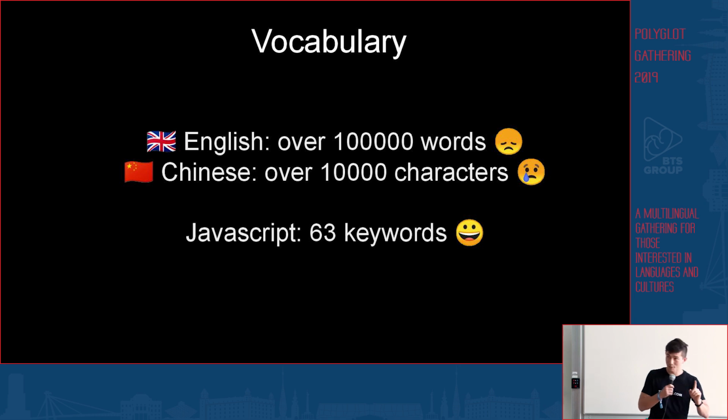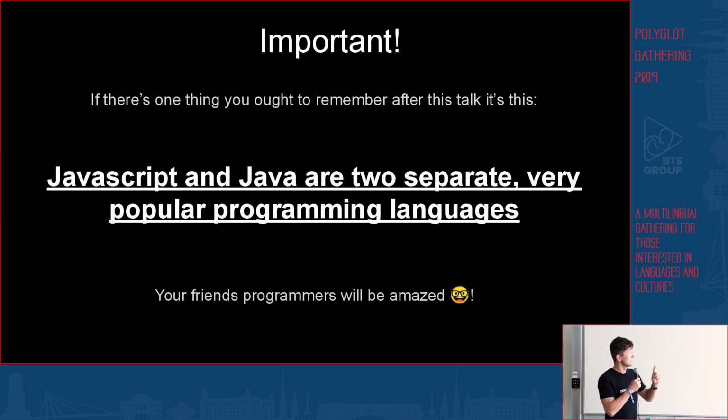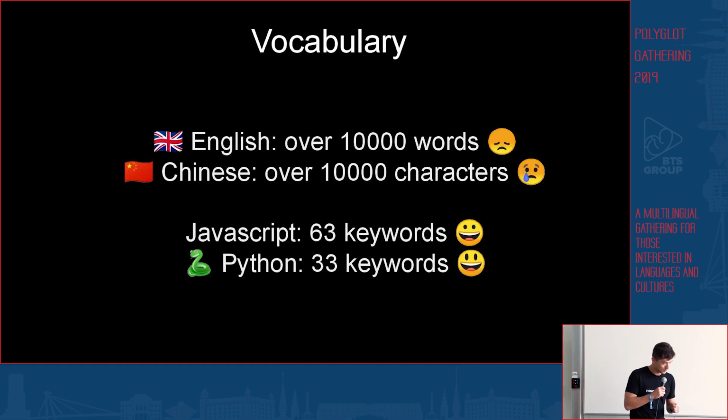Now we're going to have a tiny pause. So you remember that before I showed you the language called Java, and now I'm talking about JavaScript. If there's one fact to remember, it's that these are two separate languages, okay? And your engineer friends or programming friends or developers will be amazed by the fact that you know that. Okay, let's go back to vocabulary.